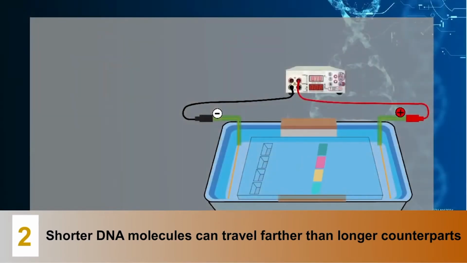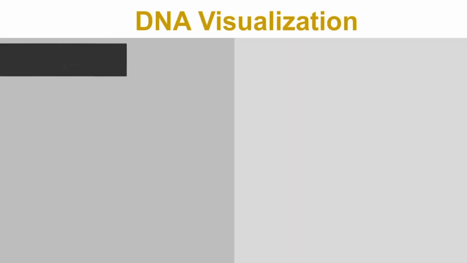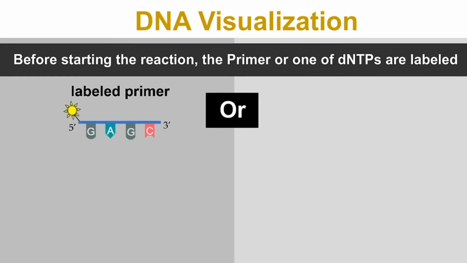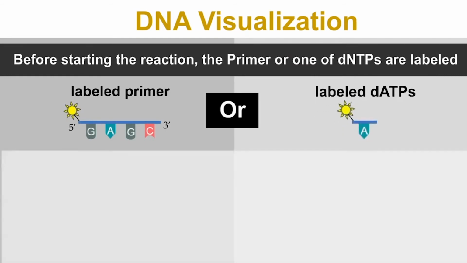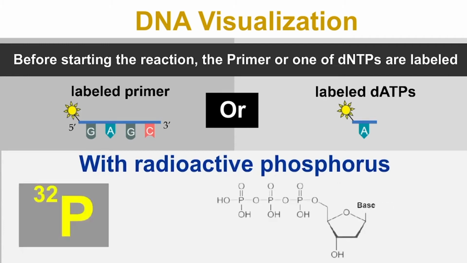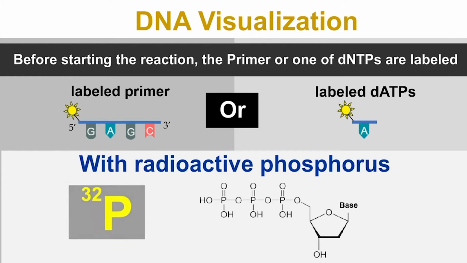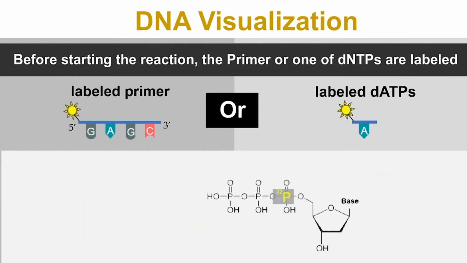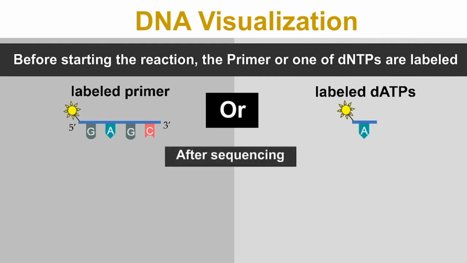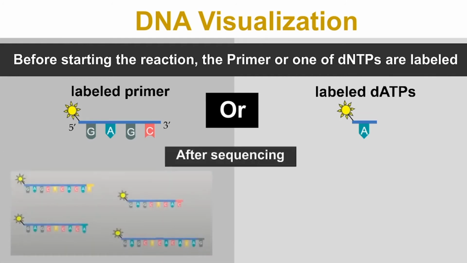Now once you have resolved the DNA, you have two ways in which you can visualize this DNA. You can either use radiolabeled primers, or you can use labeled dNTPs. That labeling you can do with radioactivity. So you can use P32 labeled bases, and that is going to label the DNA when it is going through the synthesis.